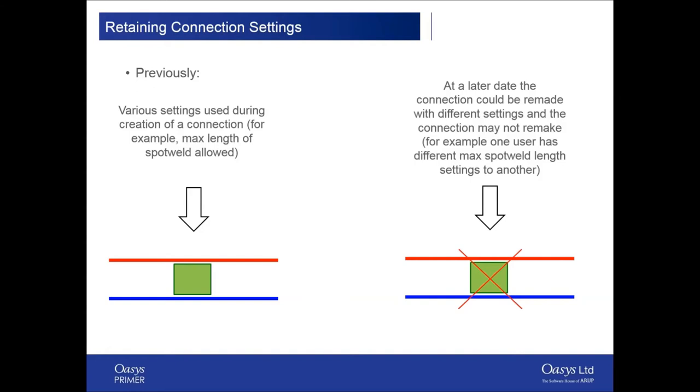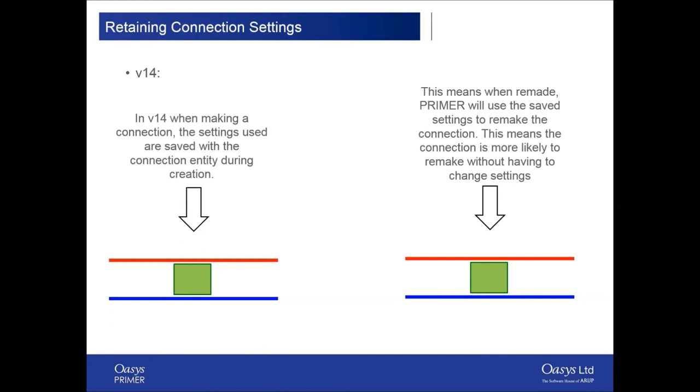And this feeds into other tools like part replace. When you do a part replace, sometimes that can automatically remake connections. And sometimes you would find that the connections wouldn't make because of this issue. So what we've done in version 14 is that when you make a connection, Primer automatically saves all the connection settings that were used to create that connection with that connection. That means that when you remake the connection in the future, it will automatically reuse all those settings that you have saved with the connection, and it makes it much more likely that the connection will remake in the same way it did the next time.